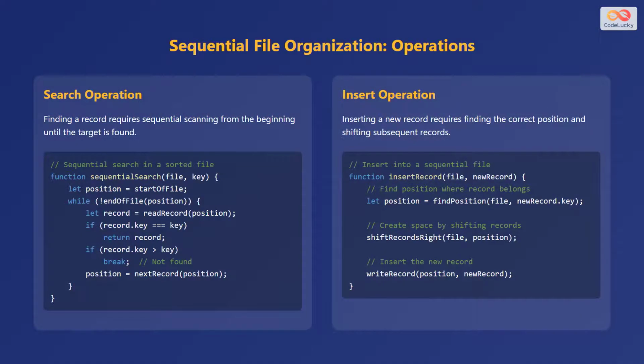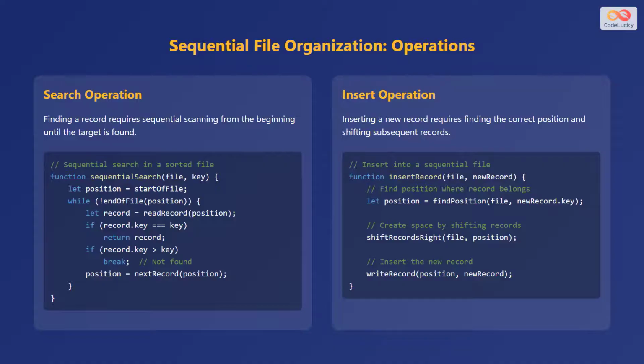Here, we'll look at the common operations performed on sequentially organized files, along with code snippets to demonstrate these operations. First, let's examine the search operation. Finding a record in a sequential file often requires scanning from the beginning until the target record is found. This is illustrated in the sequential search function. It starts at the beginning of the file and reads each record until it finds a record with a matching key or determines that the record does not exist.